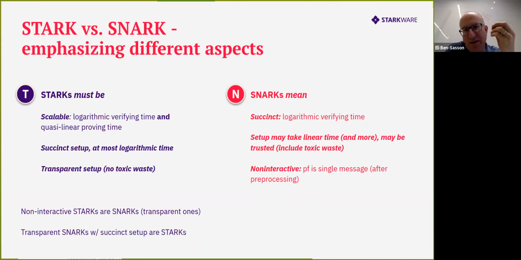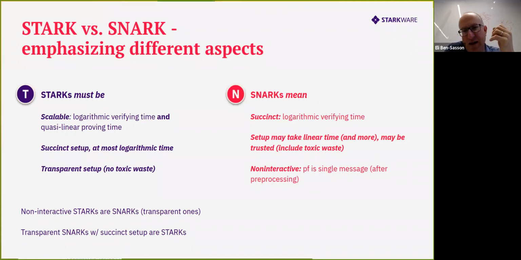So for a proof system to be a Stark, it must be scalable according to this very strict definition, in which the proving time is quasi-linear and verification time is polylogarithmic. A Snark does not say much about the proving time. It could be any proving time, but you just want the verification time to be succinct.